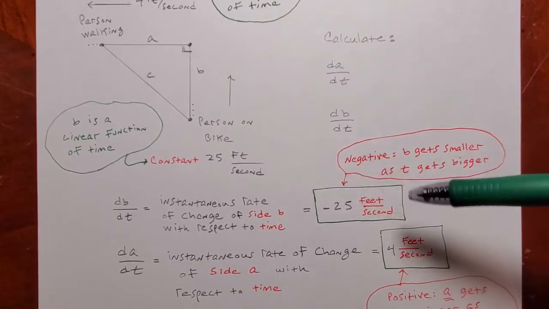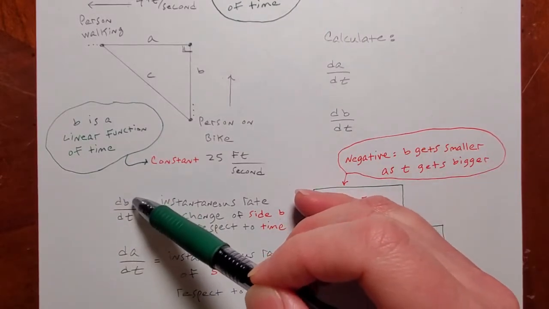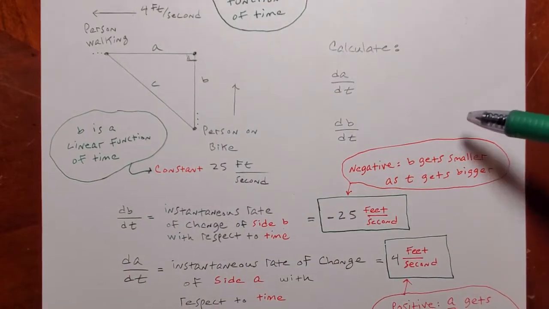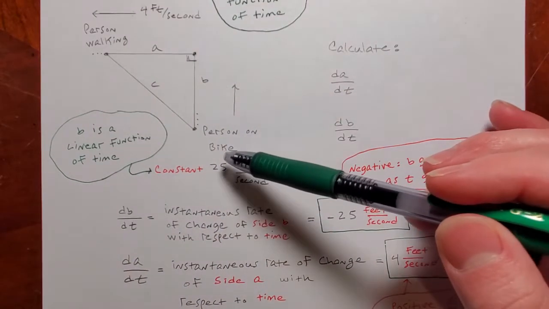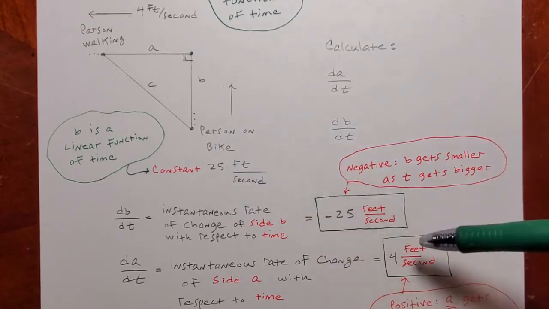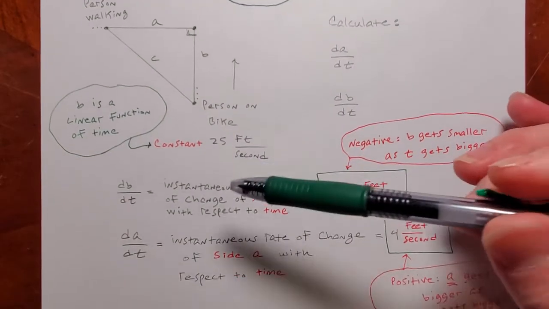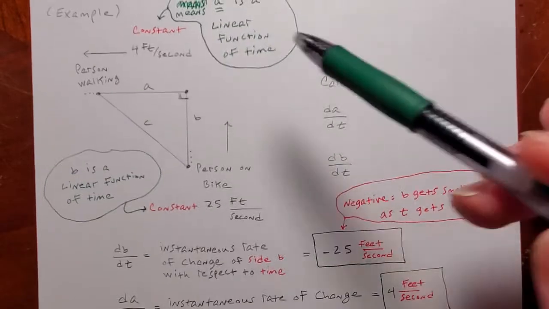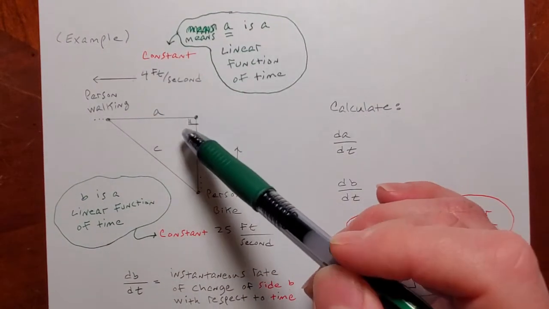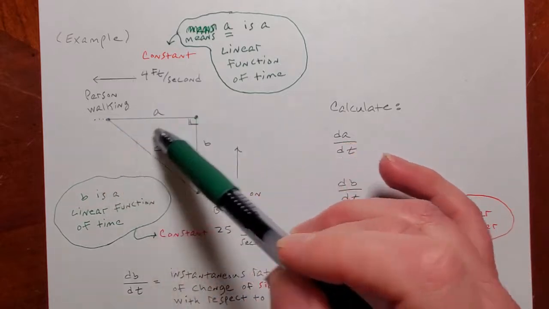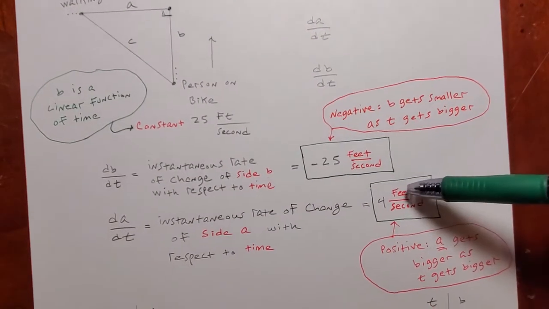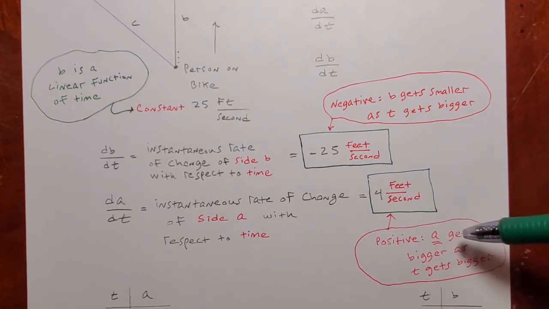So any derivative will be negative if this variable on top gets smaller as that variable on the bottom gets bigger. Okay, but in the sense that, as I told you, if that's a constant rate, then it is the derivative. Okay, dA over dt. Okay, that's going to be 4. Why? Well, because they're walking 4 feet per second. We track their movement as side A of the triangle is going to get bigger. Okay, so the fact that that derivative there is positive, that means side A gets bigger as t gets bigger.